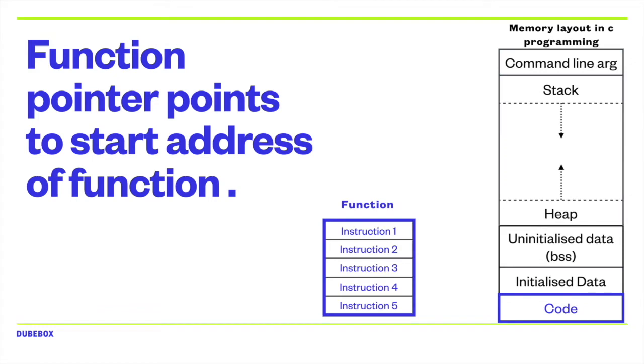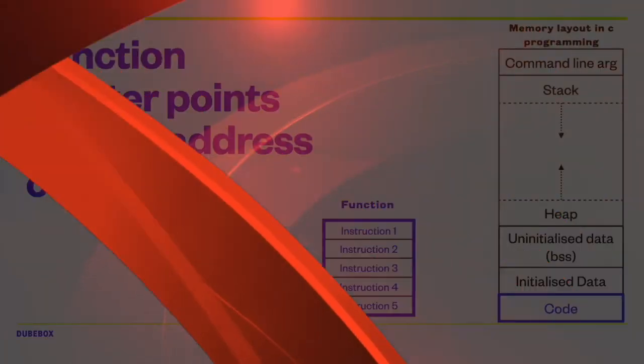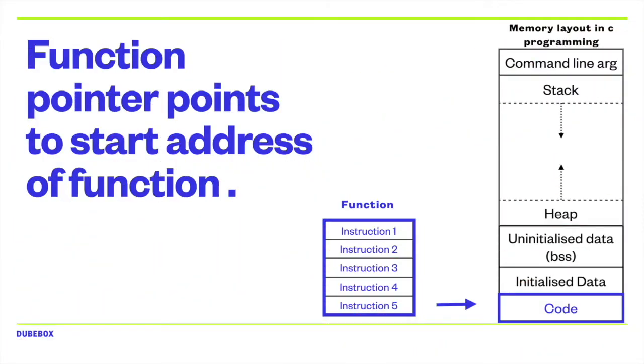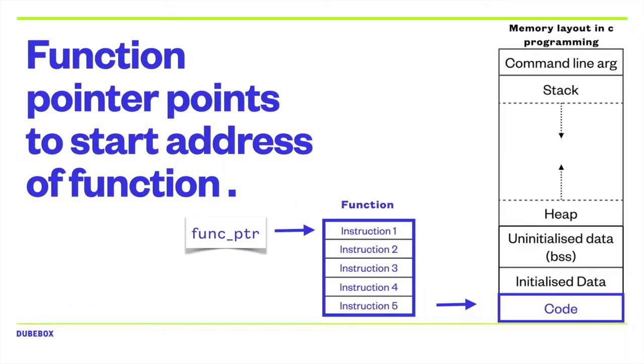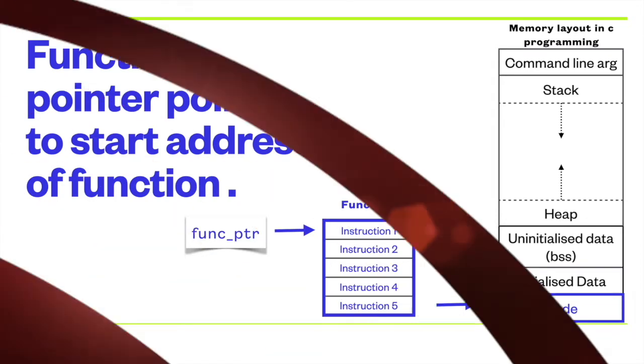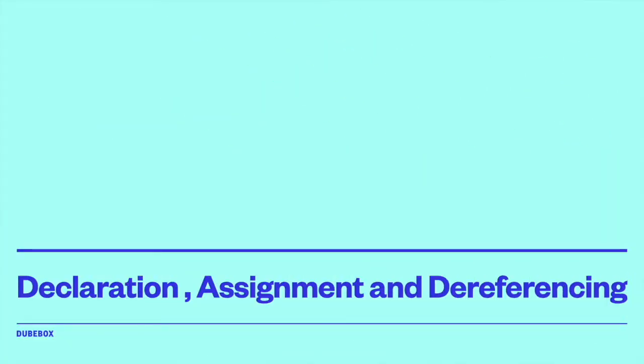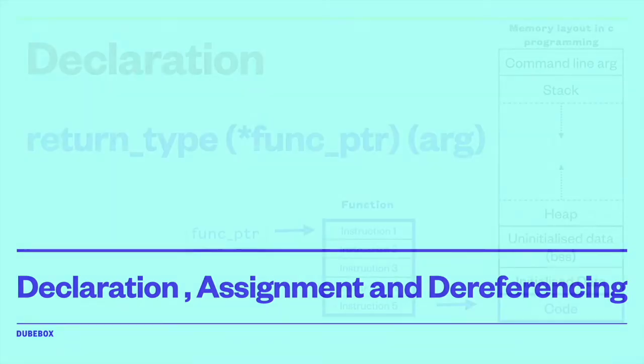A function is a set of executable instructions which is stored in the code segment. This function has 5 instructions. Instruction 1 is stored at the lowest memory location. So if a pointer has to point to the base address of the function, it has to point to the memory location where instruction 1 is stored. Now we'll see the declaration, assignment and dereferencing for the function pointer.